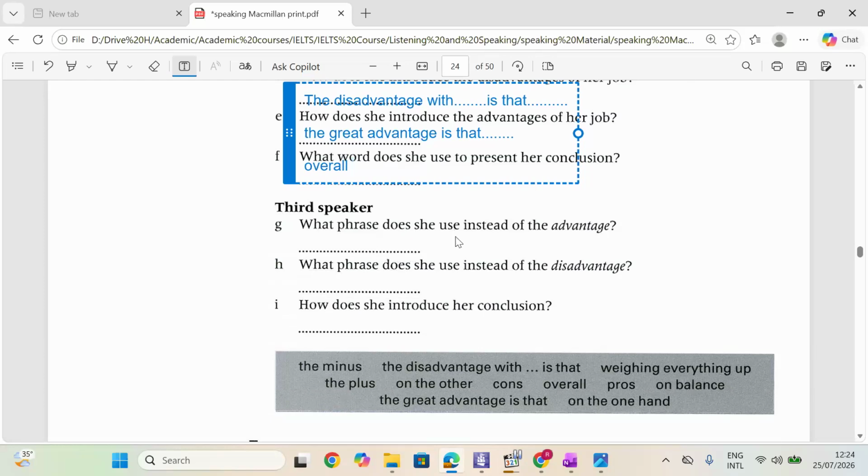What phrase does she use instead of the disadvantage? And how does she introduce her conclusion?